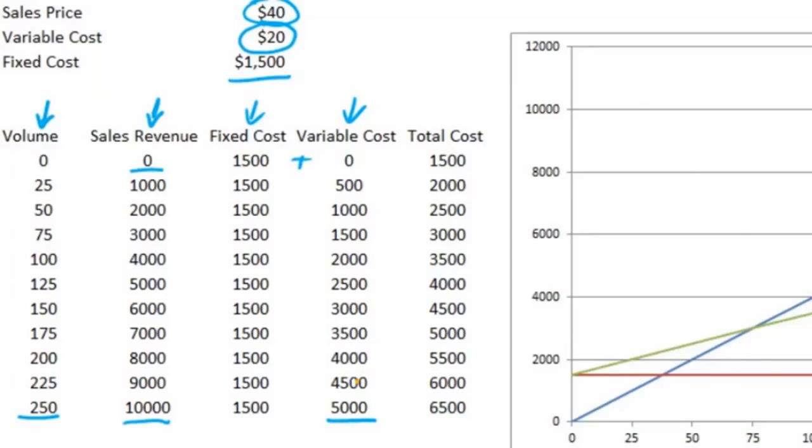And then I have my total cost. My total cost is just my fixed cost plus my variable cost. So if I sell 0 units, my total cost is just $1,500 plus 0, or $1,500. If I sell 25 units, my total cost is $1,500 plus $500, or $2,000. Now I'm going to graph 3 things here. I'm going to graph my sales revenue, my fixed cost, and my total cost.